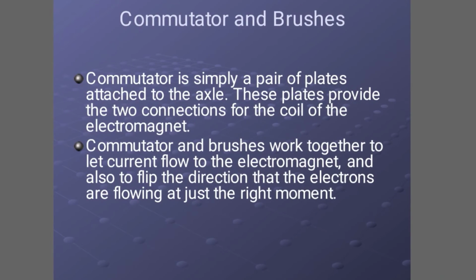Commutator and brushes. The commutator is simply a pair of plates attached to the axle. These plates provide the two connections for the coil of the electromagnet. Commutator and brushes work together to let current flow in the direction that the electrons are flowing at just the right moment. This is about commutator and brushes. Next, go to another slide.